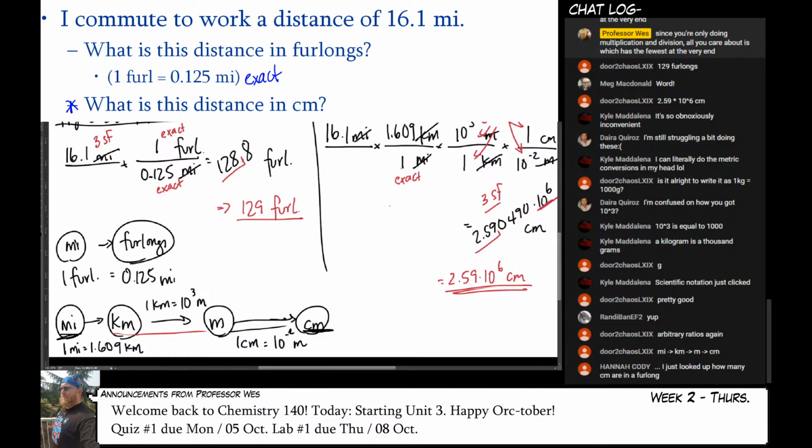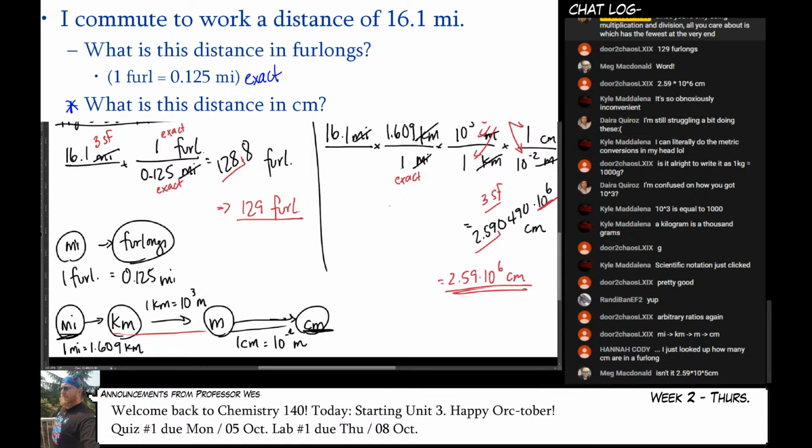Now, if you looked up how many centimeters are in a furlong, again, that'll work for these problems. And I'm certainly not going to stop you from doing that. But in class, I might not give you those conversions. I might only give you select conversions.